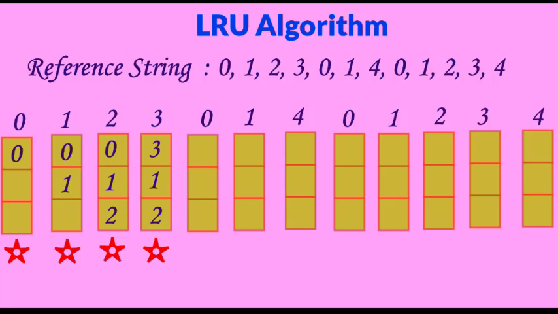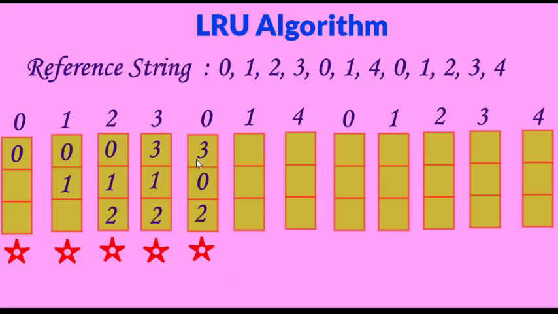Now we require 0 again. When we want to get 0 into the frame, all the frames are occupied. So 3 was recently used, and then 2 and 1. So 1 will be replaced. In this case 1 is the victim. So 1 is brought out, and then there is one more page fault.